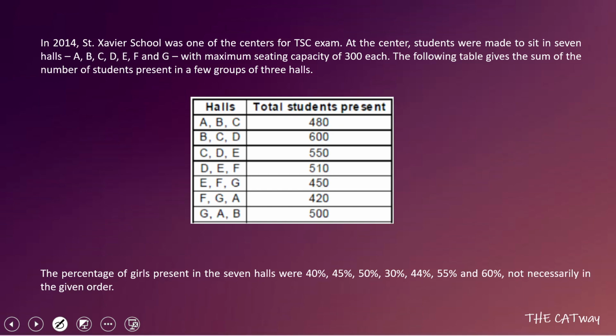The percentage of girls present in 7 halls were 40, 45, 50, 30, 44, 55, and 60%, not necessarily in the same order. So the first thing which we have to do is find out how many students were there in each hall separately. For that, we will add all of them.